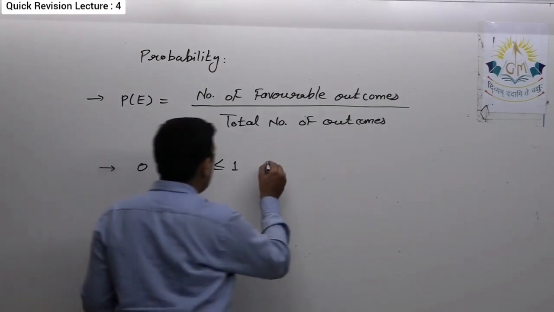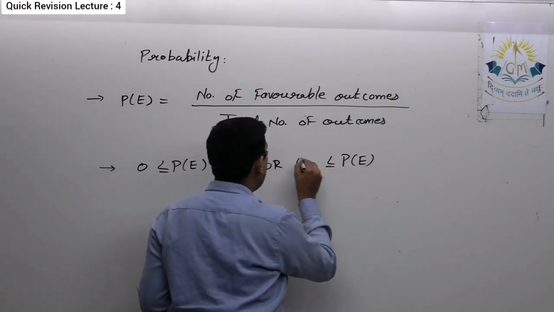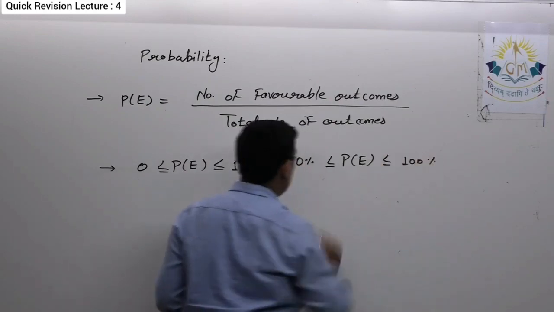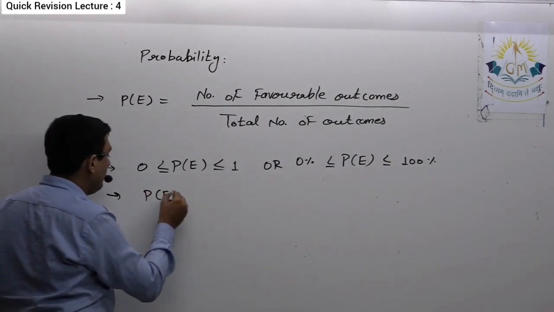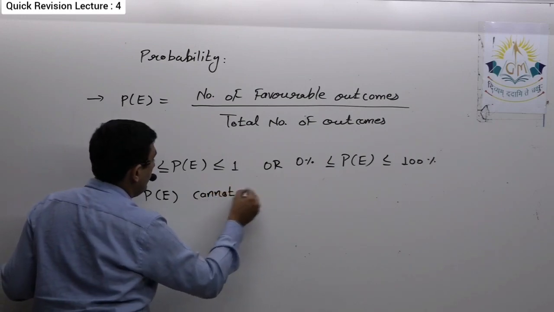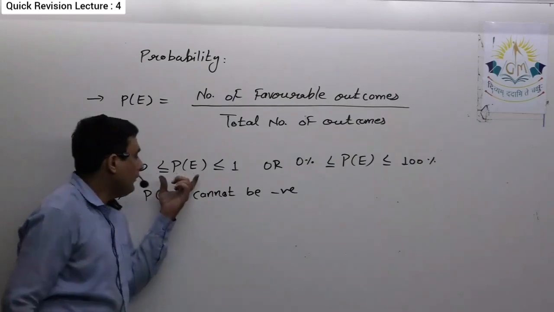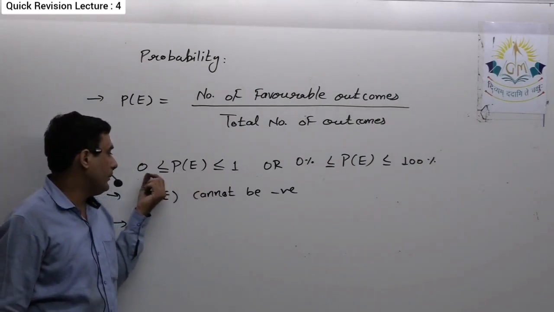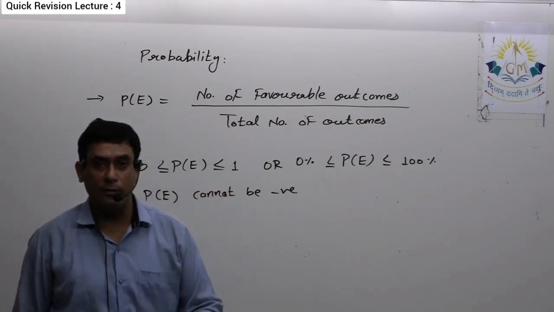Or the same thing can be written as: the probability of any event is always greater than or equal to 0% and less than or equal to 100%. It also says that the probability of any event cannot be negative. Also, when I say the probability of any event lies between 0 and 1, that means it might be 0, it might be 1. So in what cases will it be 0, and in what cases will it be 1?